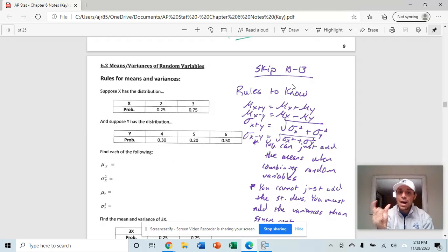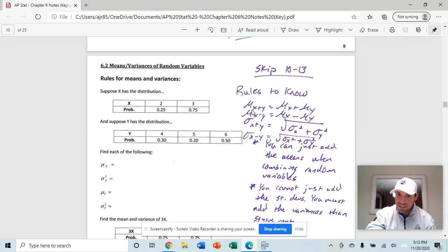And this is when we're combining random variables. So now we have two different random variables, and I want to combine them together. For example, I know the mean math SAT score is a 500, and the mean reading SAT score is a 510. I want to know the combined mean, so I'm combining those two random variables together. When you're doing that, you can just add the means together.